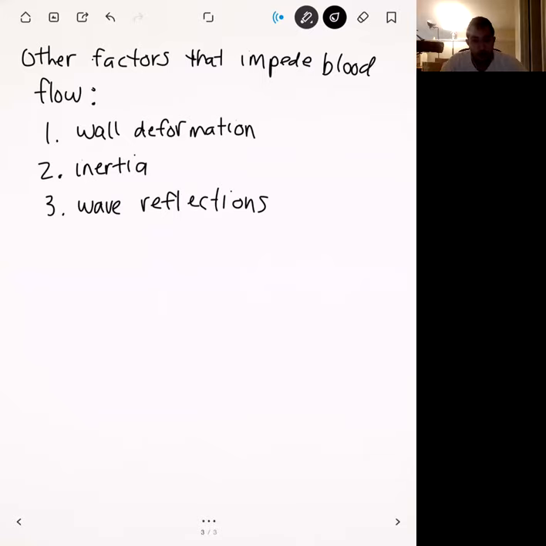Okay, and so whenever you have a pulsatile flow like you have for blood, we have to take all these other factors into account, because if we just consider the viscous effects, we're going to be missing some of the picture. So the idea of impedance is that it takes all of these factors into account, basically anything that can impede or resist the flow of blood.